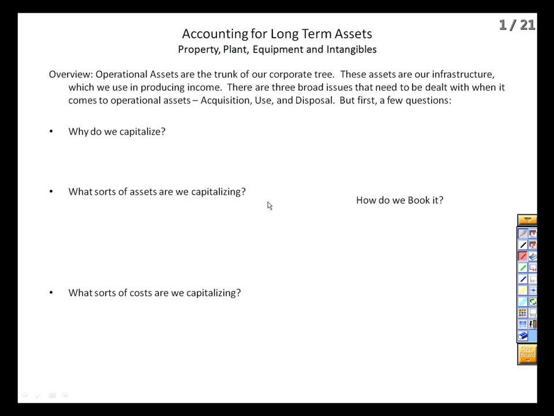We spent a bunch of money on DPC, and when we credited cash, we decided that we should debit an asset rather than an expense, so that our income statement would be more meaningful both this year and in the future. So why is it we're doing this capitalization process? It comes down to our friend matching again. We're trying to match costs with the revenues that those costs make possible.